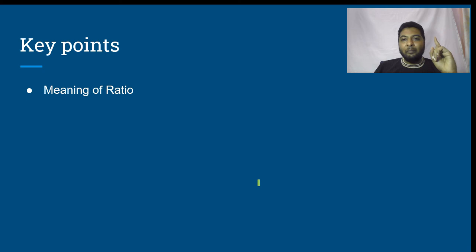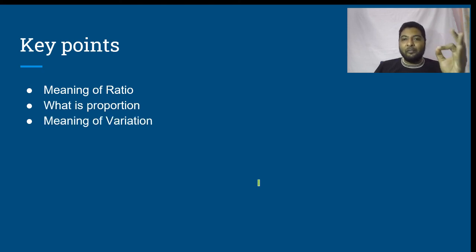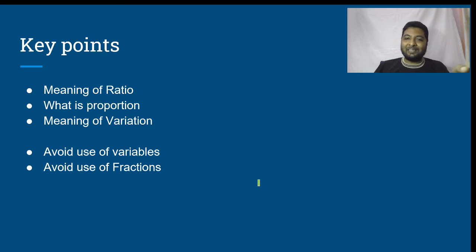Okay. Now, let us recap and take away the key points. Understanding of the meaning of the term ratio: comparison of similar entities. What is proportion? Equality of ratios. Meaning of variation: comparison of related entities. What are the key takeaways? Always, in any question that we are solving, as far as possible, avoid use of variables, avoid use of fractions. Your life will be simple.